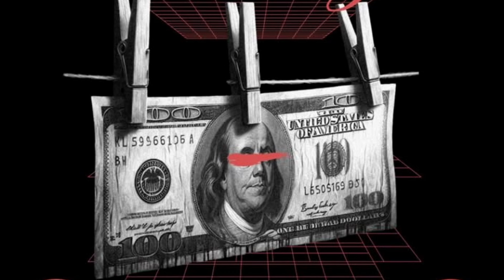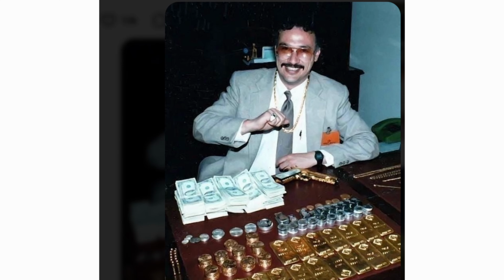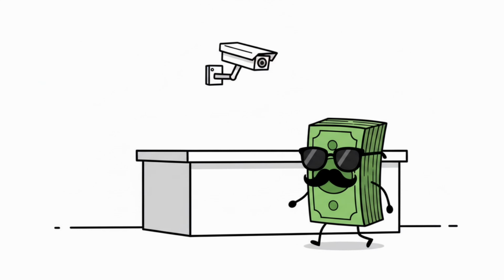Money laundering is what happens when someone gets money illegally and then tries to make it look legal. That's it. It's financial cosplay. It's putting a fake mustache on your money and hoping the bank doesn't notice.